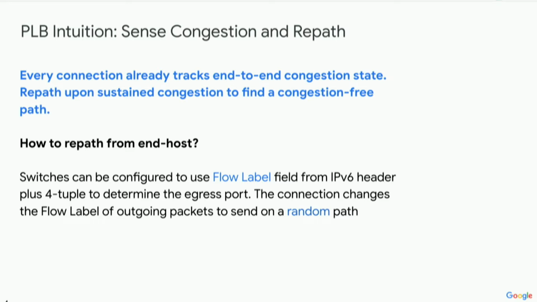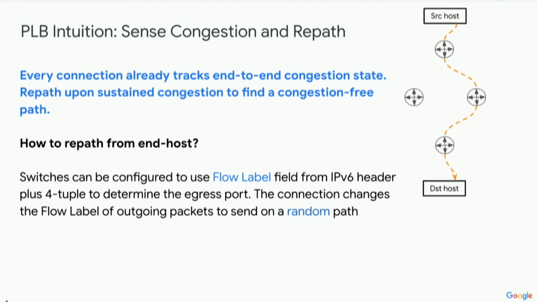The connection can then change the IPv6 flow label on outgoing packets to get a new random hash at the switch and probabilistically change the path. This simple change unlocks the ability for every sender to trigger a repath. Let's go through a simple illustration here.